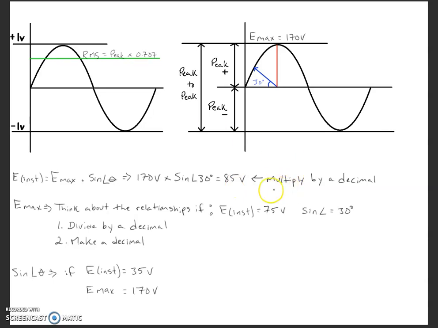So here, I'll give you an example. Try to pause it here after this. Think about the relationships. If E instantaneous is 75 volts and the sine of the angle is 30 degrees, find the Emax. You think about the relationships, don't think about the formulas. Sine of angle theta, if E instantaneous equals 35 volts, if Emax equals 170 volts.